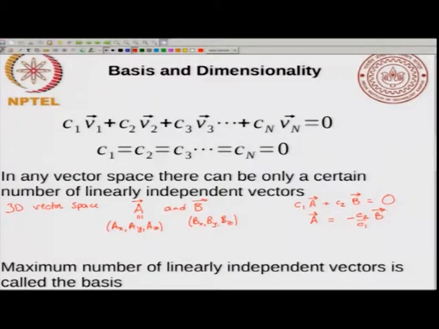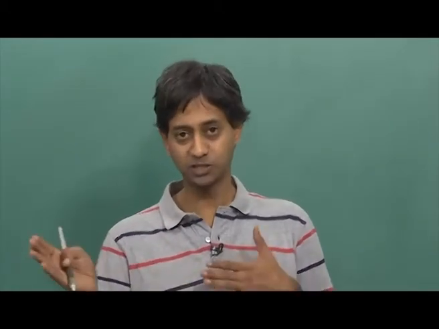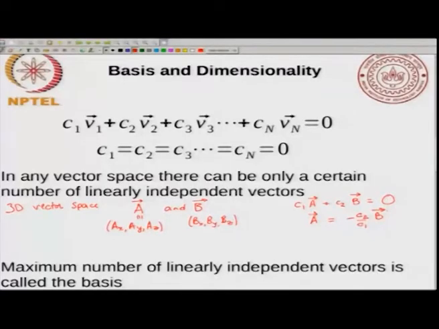So if you take two vectors, then when you say that they are linearly dependent, that means they are proportional to each other. So if you take only two vectors, then they are linearly dependent if they are proportional to each other. So this is the condition for two vectors. Now, what if you have three vectors? Suppose you have A, B and C.